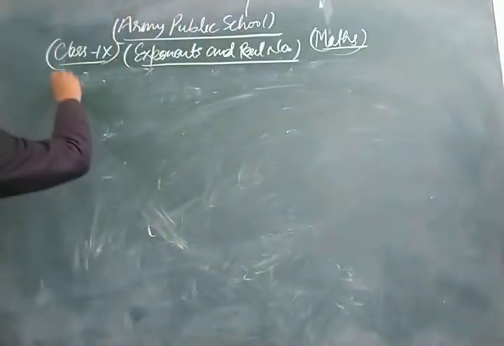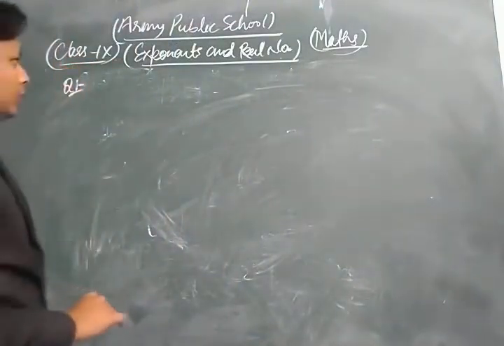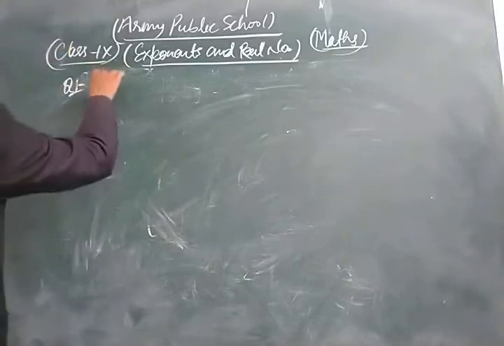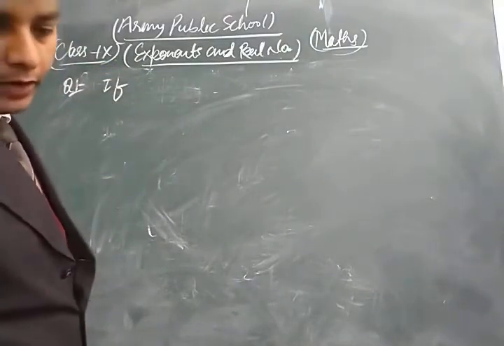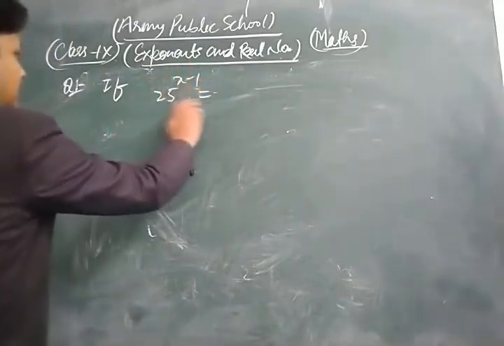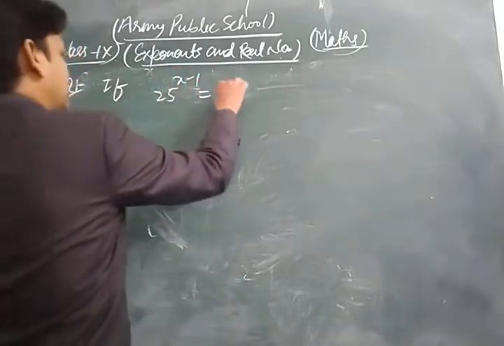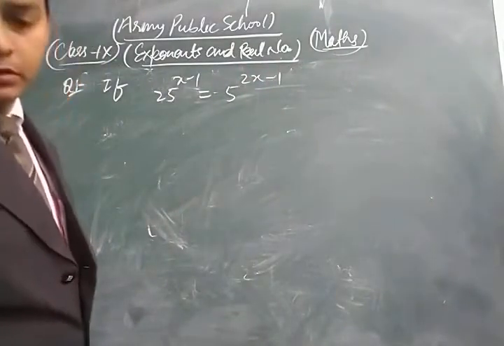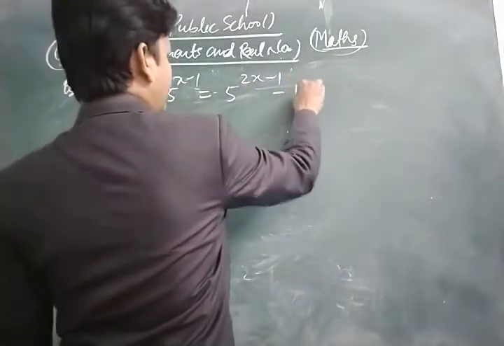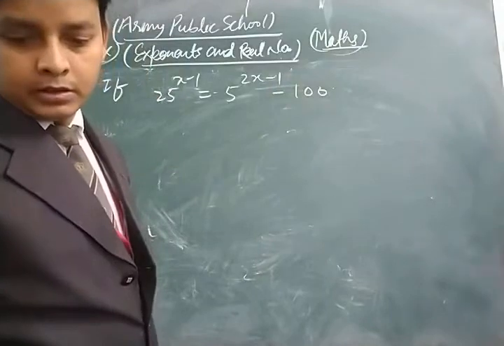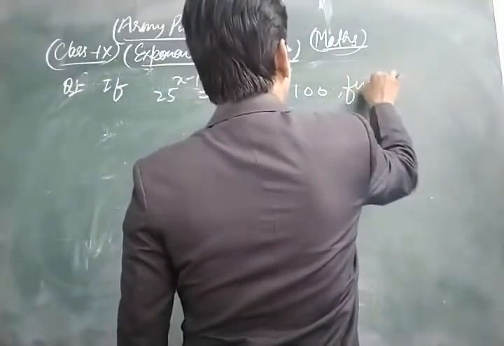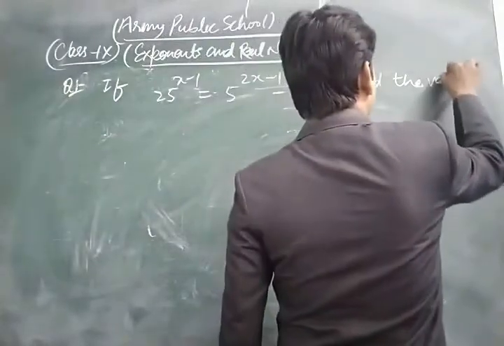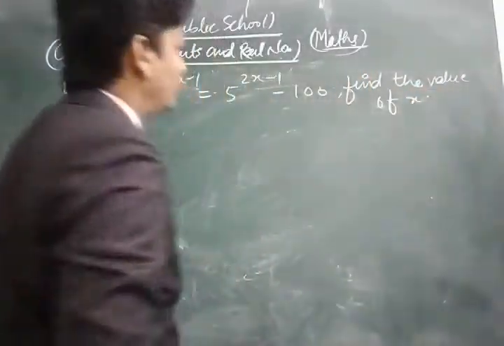We take a very important question, and the question is, if 25 to the power x minus 1 is equal to 5 to the power 2x minus 1 minus 100, then find the value of x.